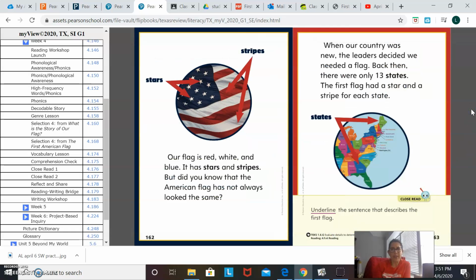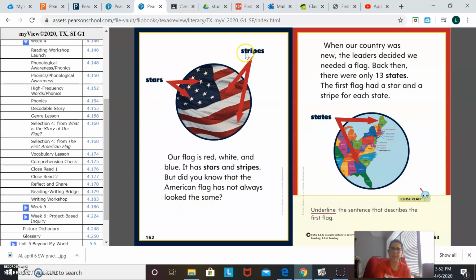Our flag is red, white, and blue. It has stars and stripes. But did you know that the American flag has not always looked the same? Let's take a moment to look at our picture here. And informational text, remember we talked about, may have labels.